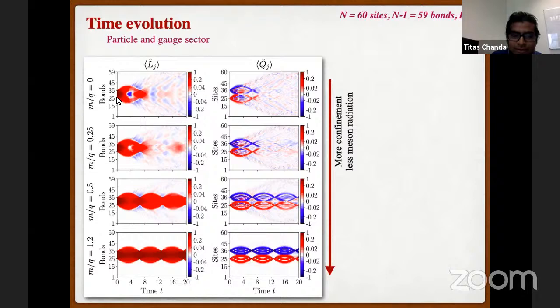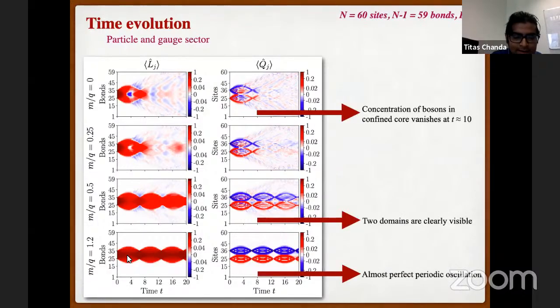So we can already see the bending of the light cone in all the figures. So this is the lowest mass, the massless scenario, and then mass increases downwards. At larger mass, we can see almost perfect periodic oscillation of both the particle and gauge sector. So the confinement is very strong, and there is almost zero radiation of free mesons.